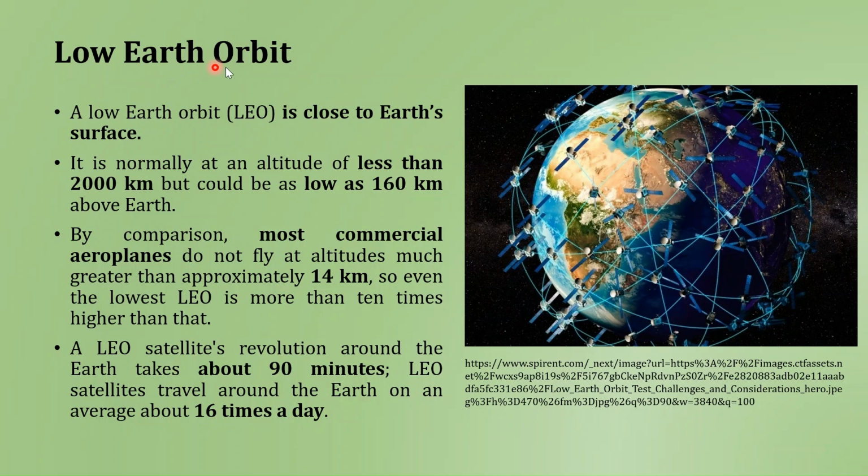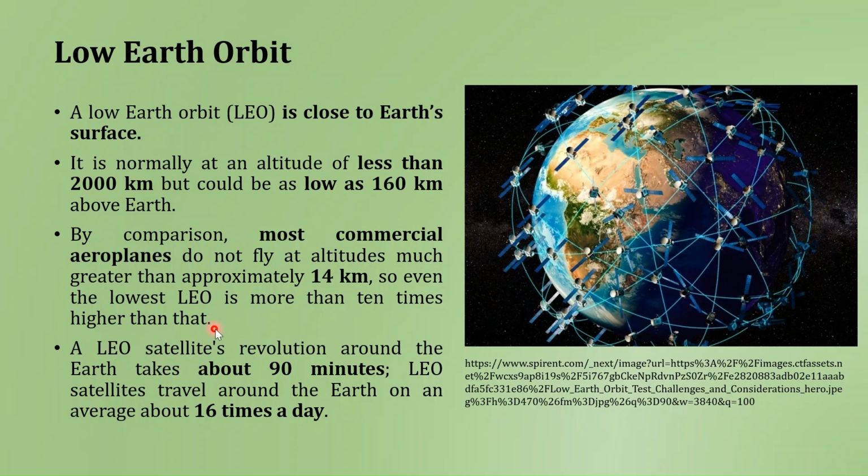As the name suggests, these orbits are close to the Earth's surface, and the orbit may be in the range of 160 to 2000 kilometer altitude. Most commercial aeroplanes do not fly at an altitude above 14 kilometer. So the lowest low Earth orbit is about 10 times higher than that. The height of the low Earth orbit will always be less than 2000 kilometer, but it could be as low as 160 kilometer above the Earth.